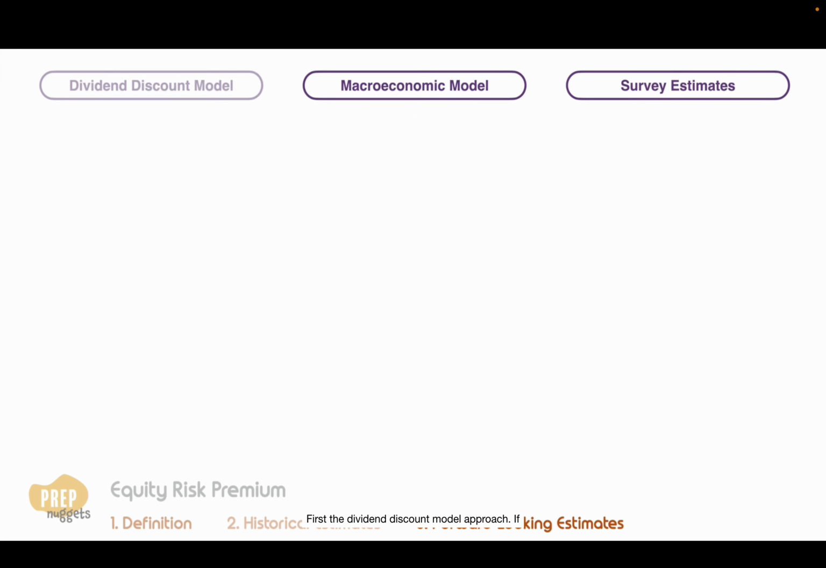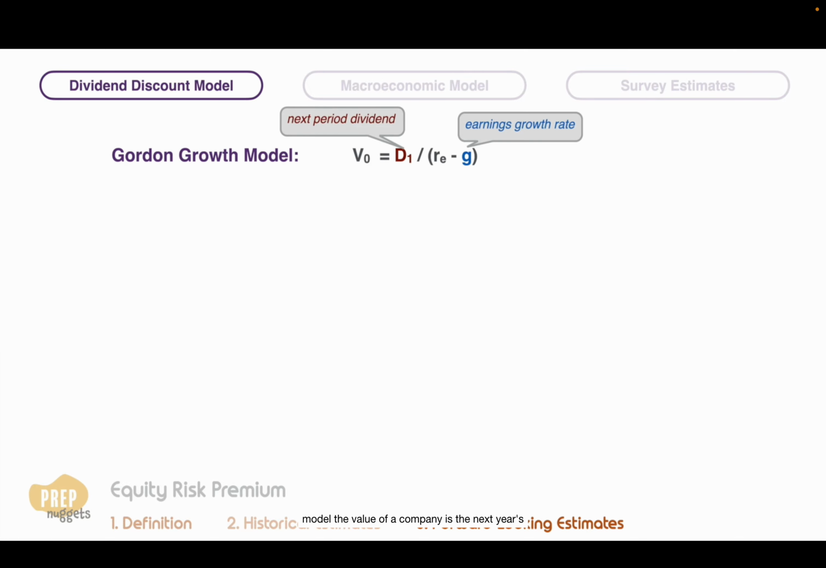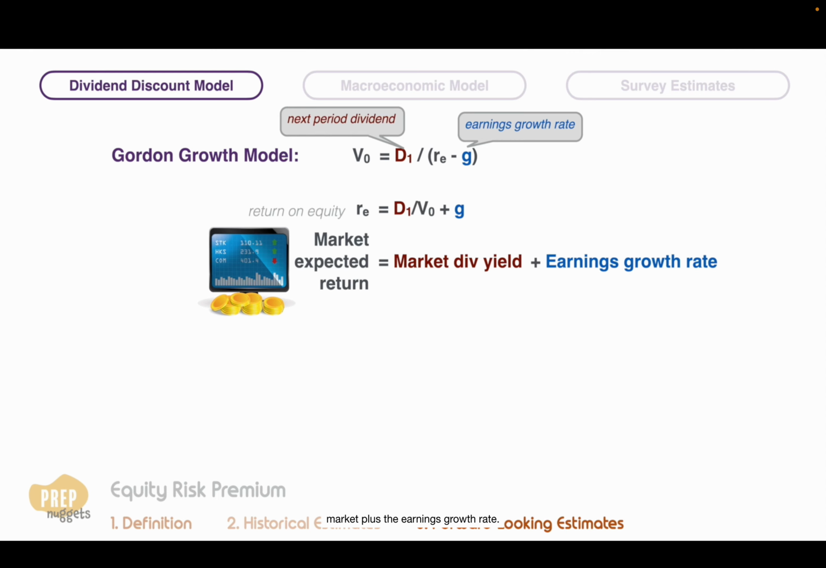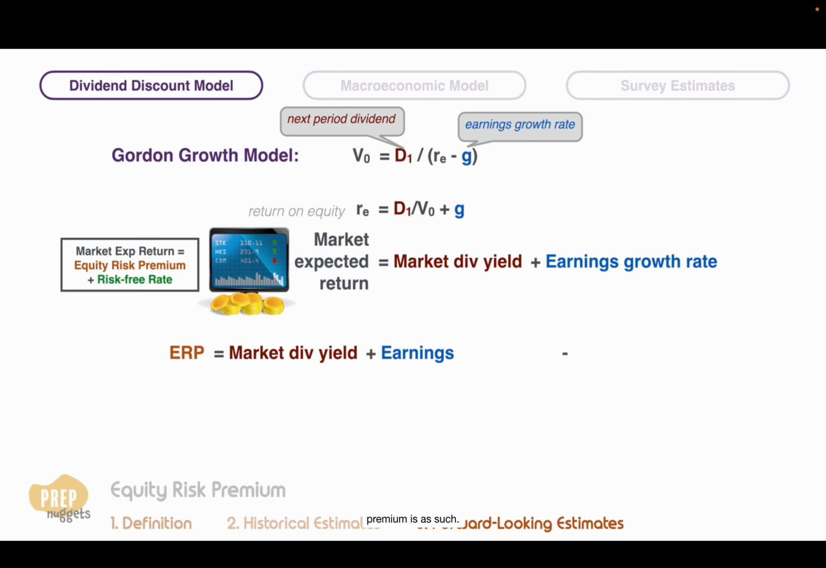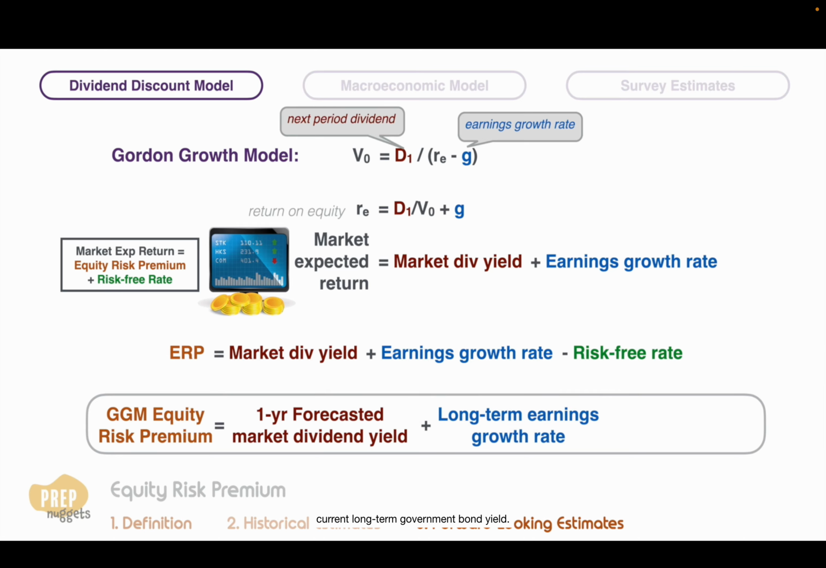First, the dividend discount model approach. If you recall from level 1, based on the Gordon growth model, the value of a company is the next year's dividend over the required return of the stock minus the growth rate. Rearranging, we get this expression to determine the return on equity. Aggregating the market as a whole, the expected return on the market is the next year's dividend yield of the market plus the earnings growth rate. Since the market return is the equity risk premium plus the risk-free rate, the equity risk premium is as such. As such, the GGM equity risk premium is estimated using the expected market dividend yield plus the expected earnings growth rate minus the current long-term government bond yield.